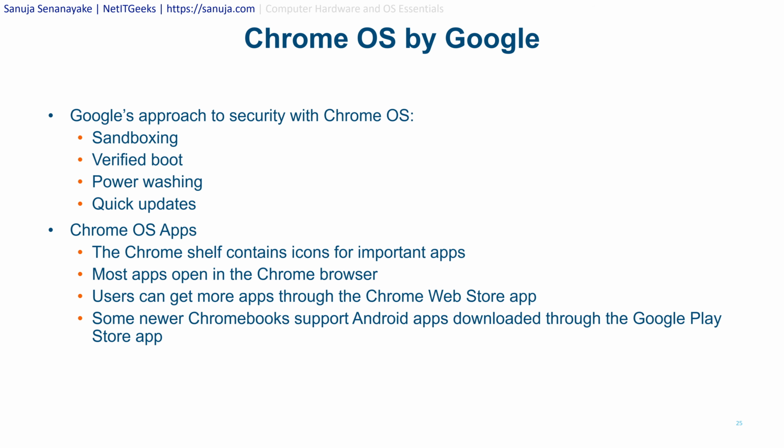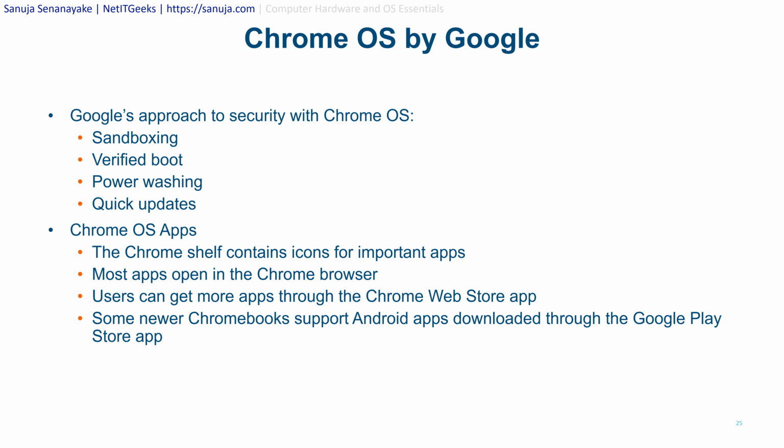So Google's approach to security with Chrome operating system includes sandboxing, verified boot, power washing, and quick updates. Those are the 4 ways that Google tries to address the security issues. I'm not going to go into detail or in depth of how each of these items work, but know that these security approaches are being used by Google to secure Chrome operating system.